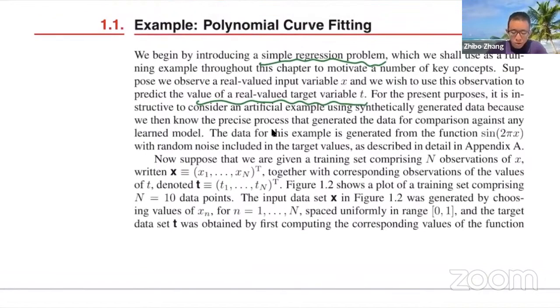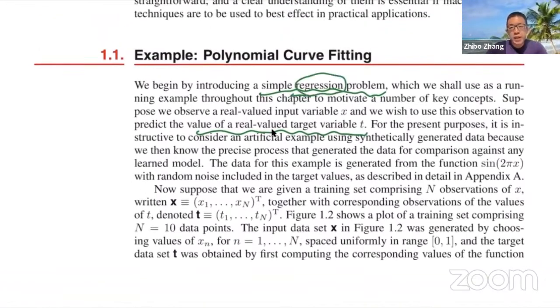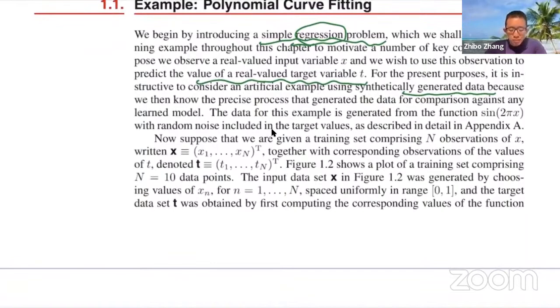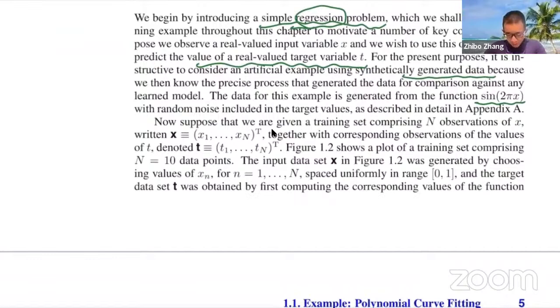Okay. So what does it mean by regression? A regression problem is basically that when the output of the machine learning model is continuous, okay, rather than discrete. For the present purposes, it is instructive to consider an artificial example using synthetically generated data, because we then know the precise process that generated the data for comparison against any learned model. The data for this example is generated from the function sin(2πx), with random noise included in the target values. Okay.